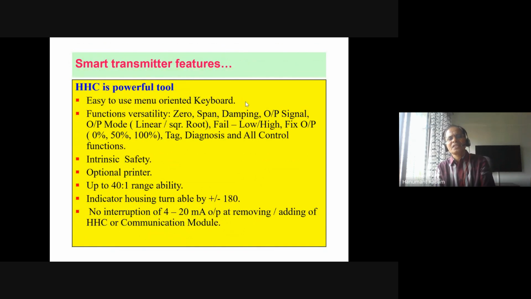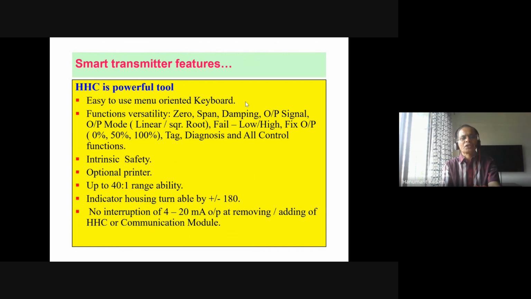And now you can see in industry we use one tool for diagnostics, or we can say configuration check, or we can say some part, calibration check. That tool is called a handheld communicator, HHC. I will show the picture. This is a powerful tool used by instrumentation engineering staff for maintenance of the transmitters. That is a handheld communicator, or it is called a handheld terminal, or simply a HART communicator also.